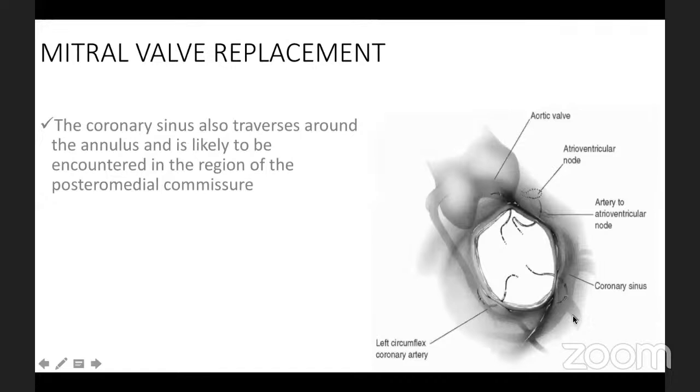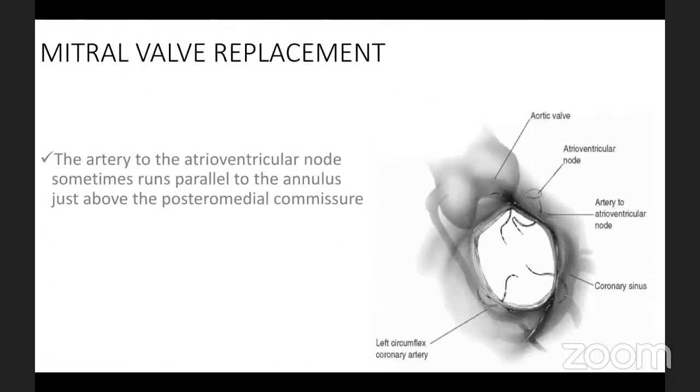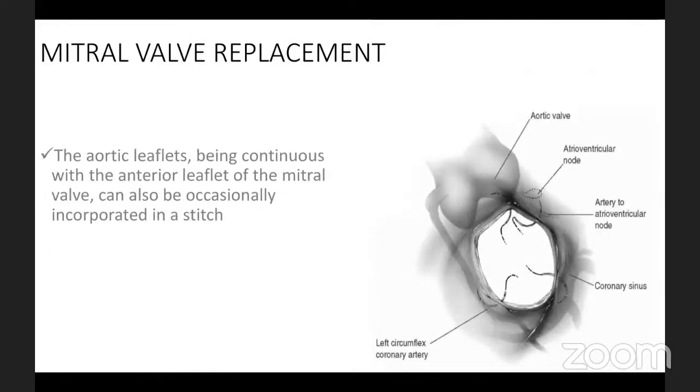It traverses around the annulus and is likely to be encountered in the region of the posterior medial commissure. The artery to the atrioventricular node runs parallel to the annulus just above the posterior medial commissure. Also, the aortic leaflet, being continuous with the anterior leaflet of the mitral valve, can occasionally be incorporated in the mitral valve stitches.